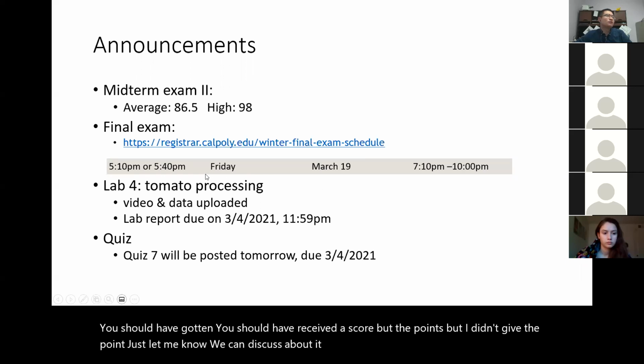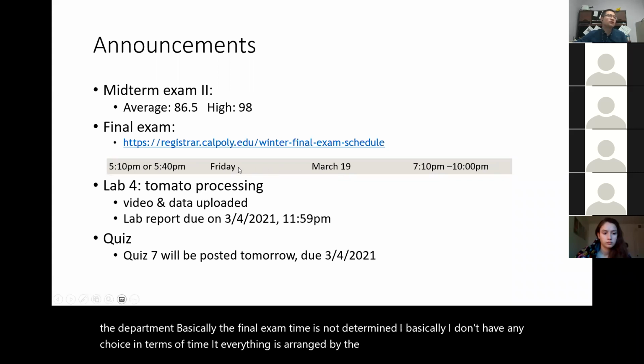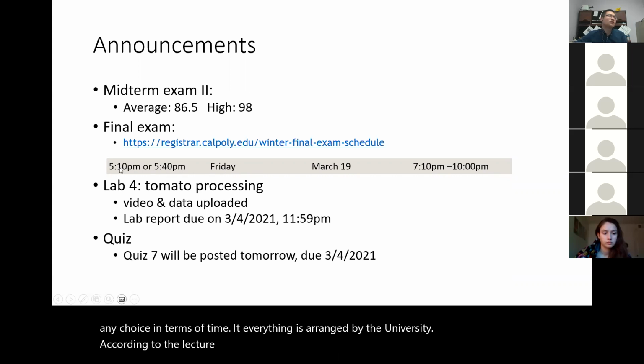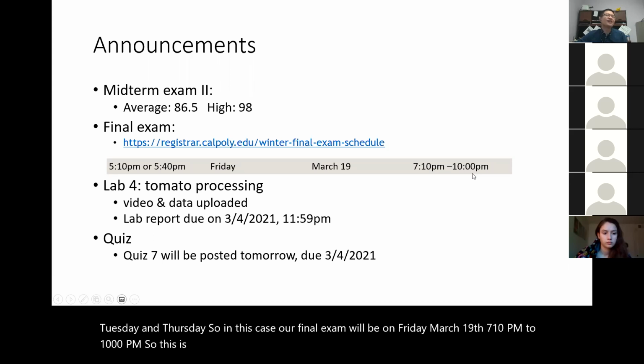And for the final exam, finally I checked with the department. Basically, the final exam time is not determined by me. I don't have any choice in terms of time. Everything is arranged by the university according to the lecture time. In our case, our lecture time is starting at 5:10 p.m. Tuesday and Thursday. So our final exam will be on Friday, March 19th, 7:10 p.m. to 10 p.m. So this is the last time block for taking finals.